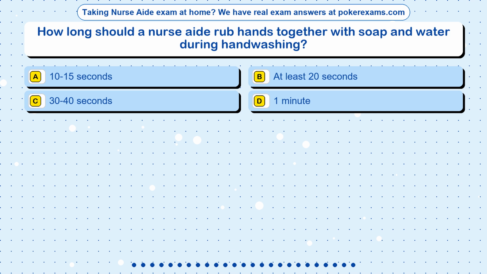Question 6. How long should a nurse aide rub hands together with soap and water during hand washing? Option A, 10 to 15 seconds. Option B, at least 20 seconds. Option C, 30 to 40 seconds. Option D, 1 minute.